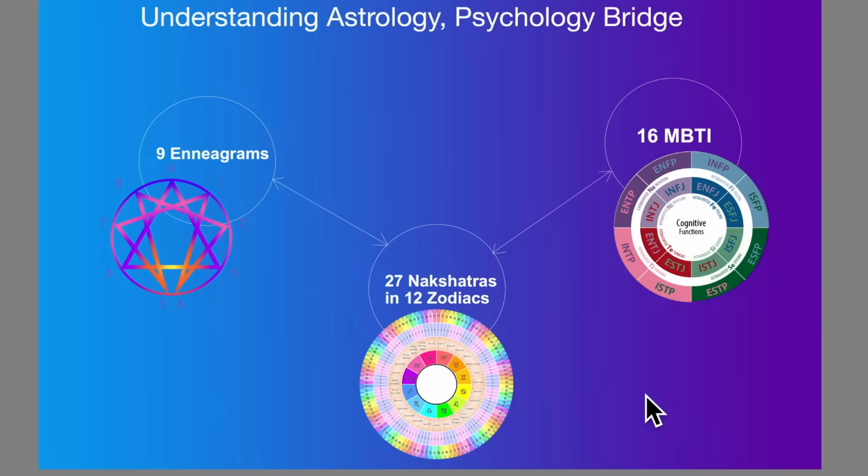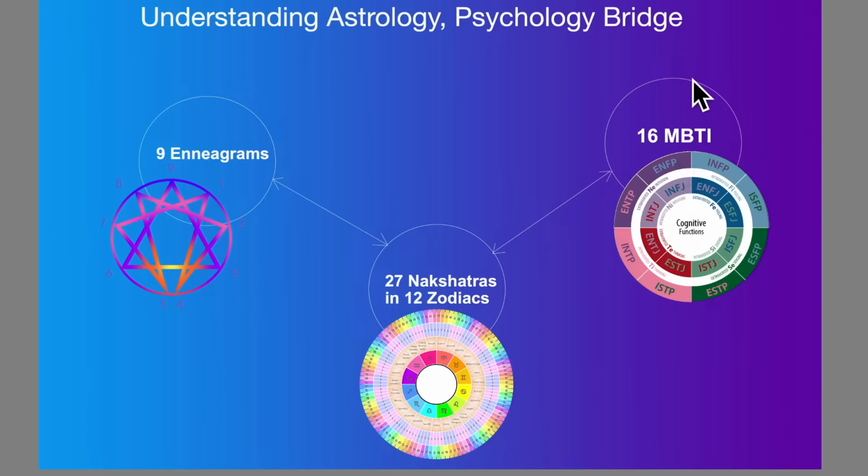Hello and welcome to the Understanding Astrology and Psychology Bridge series. In this series of videos, we are going to uncover the hidden layers between the 9 Enneagram types in the Enneagram system of psychological evaluation, which has 9 basic archetypes, bridging with the 27 Nakshatras in the 12 zodiac signs of Vedic Astrology.